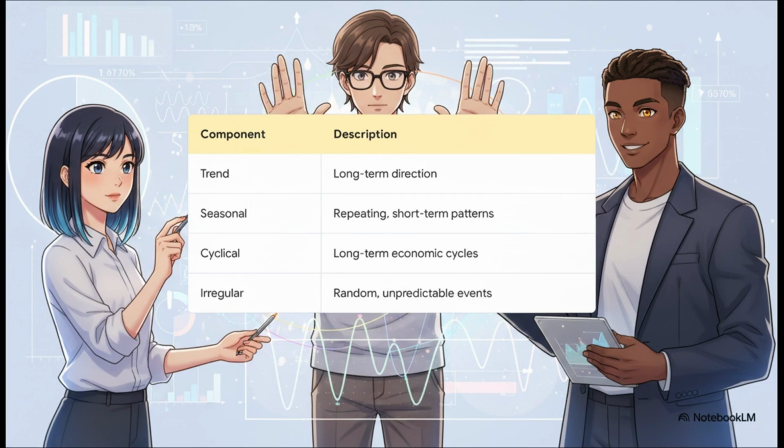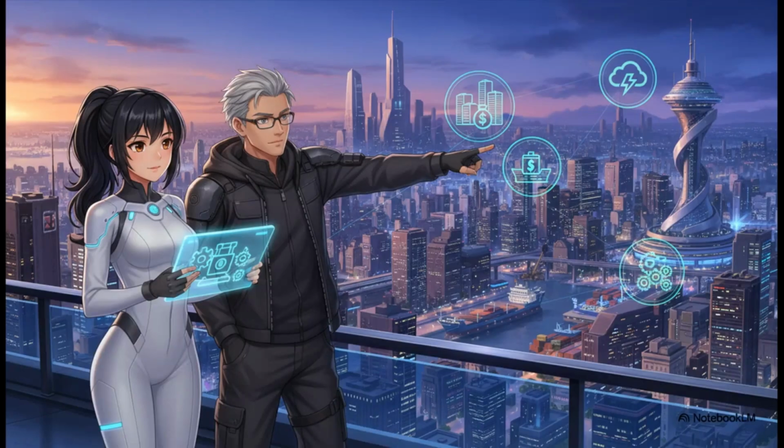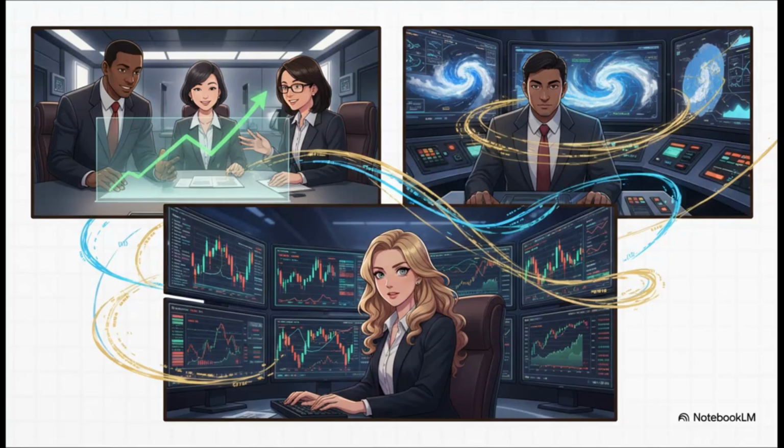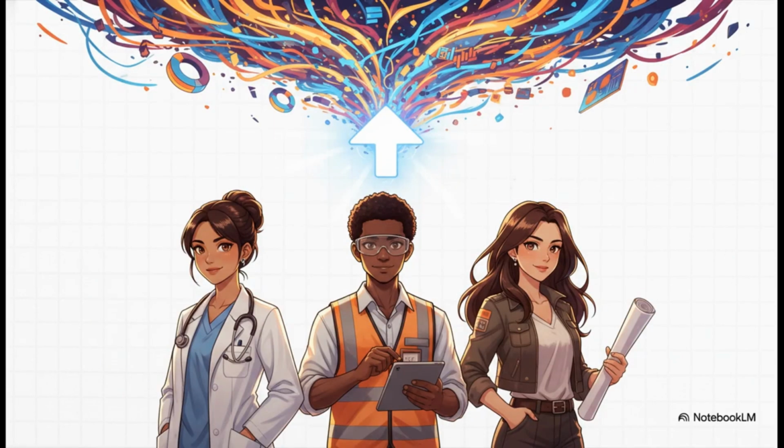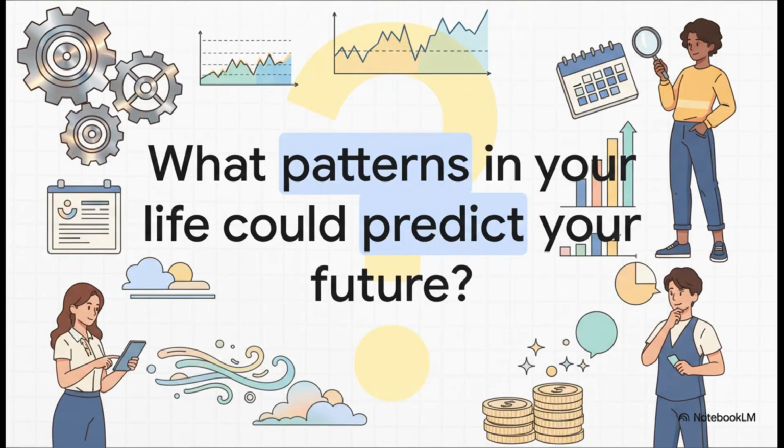Simple, right? Okay, so we know the parts, but where's this stuff actually used in the real world? It's everywhere. Economics, business, stock markets, weather forecasting, pretty much all of data science. And here's why it matters. Understanding these patterns helps us all make way smarter, data-driven decisions. So, it makes you wonder, what patterns in your own life could help predict your future?